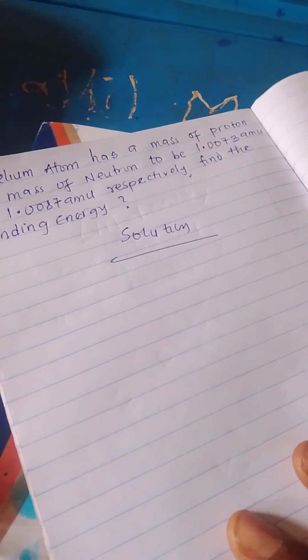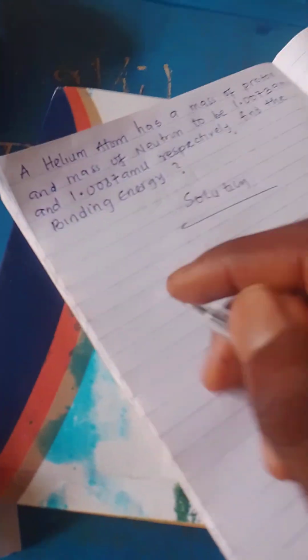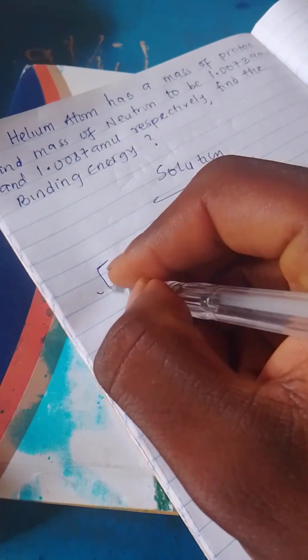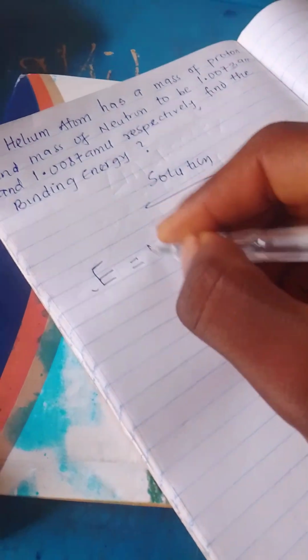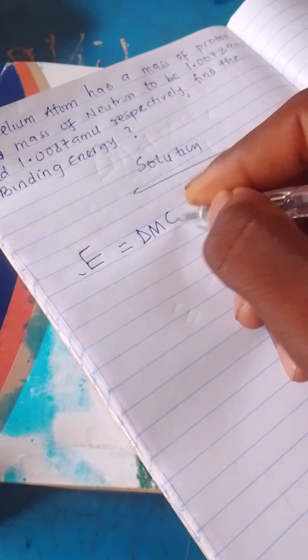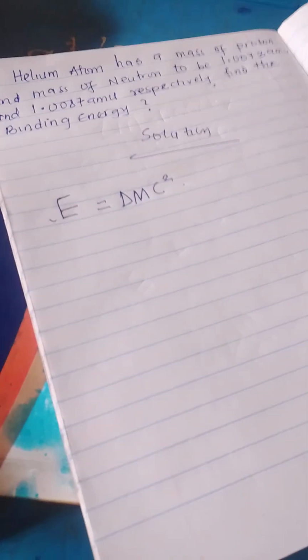Now look at that question. We're given that a helium atom has a mass of proton and the mass of neutron to be 1.0073 AMU and 1.0087 AMU respectively. Find the binding energy. You see, this is a UTME question. If you want to calculate binding energy, you are going to use delta M C squared.